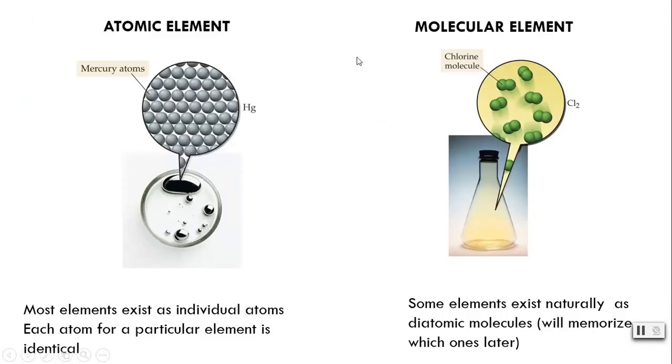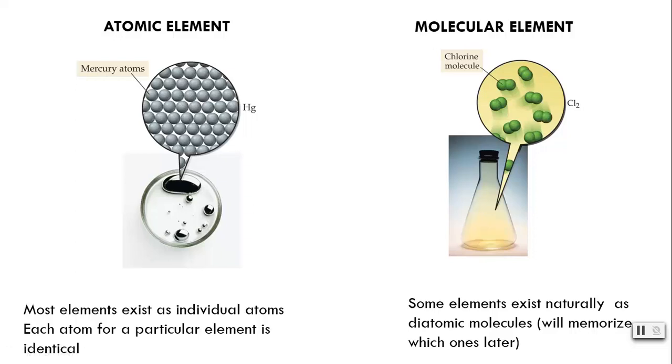So the majority of the elements that are in the periodic table exist as individual atoms. So for example, mercury. Hopefully you don't have a mercury spill close by, but mercury is made up of individual mercury atoms. Most elements are made up of individual atoms. There are some, however, that like to buck the trend.